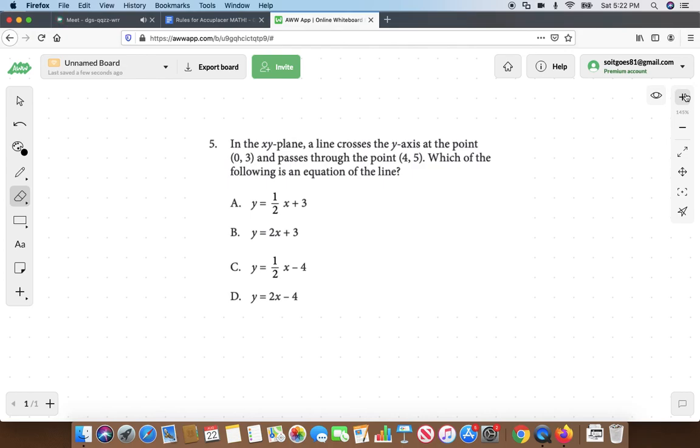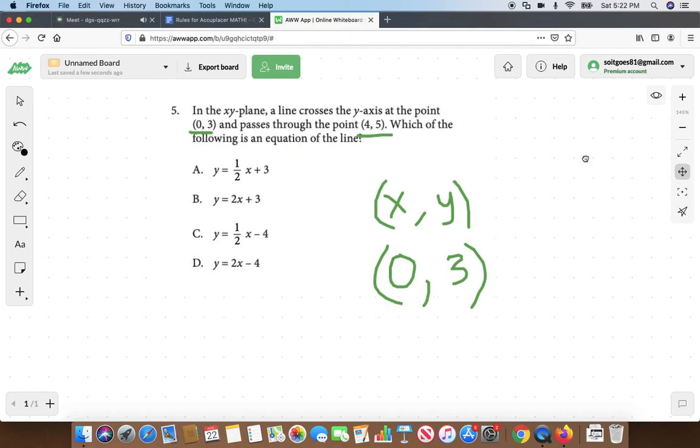For these points here, 0, 3 and 4, 5, those are x, y values. You always see these ordered pairs. It's x, y, right? So for 0, 3, that basically means when x is 0, y is 3. Is that familiar or no? Yes. I just hate it so much. Okay, don't worry. But look, just know that's x and y.